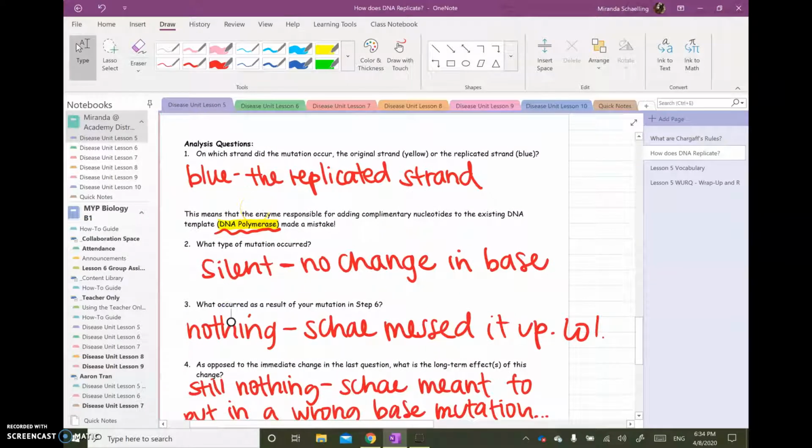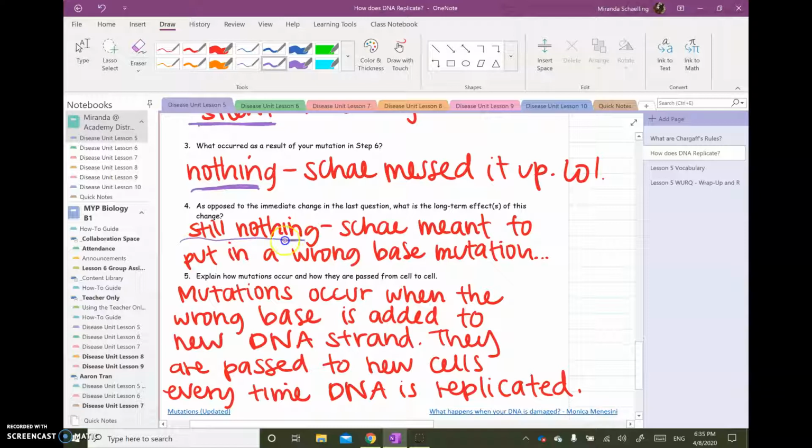All right, so the mutation occurred on the replicated strand. So when the copy was made, that's when the error happened. Okay, so this means that the enzyme responsible for adding complementary nucleotides, remember that's the opposite, to the existing DNA template, DNA polymerase, this is the enzyme that made the error, made a mistake. Now, if there wasn't a change in DNA, remember that's the silent mutation, nothing happened because I messed it up, and still nothing would happen over time because I messed it up.